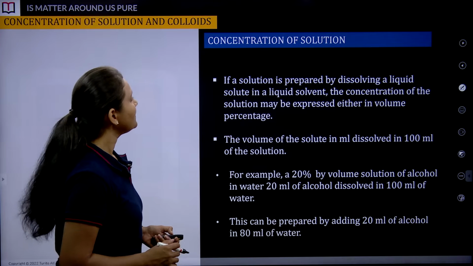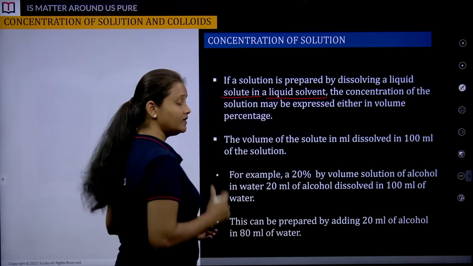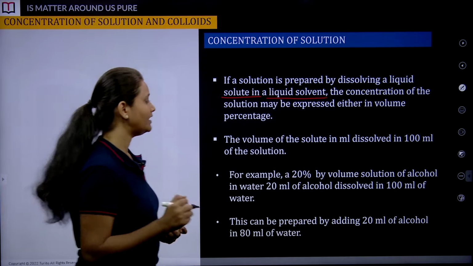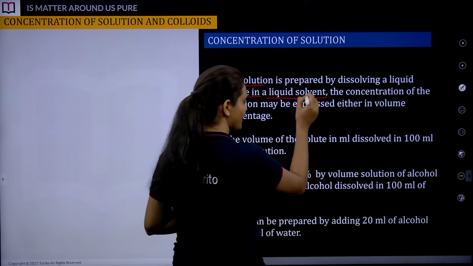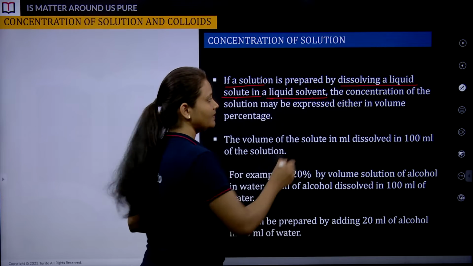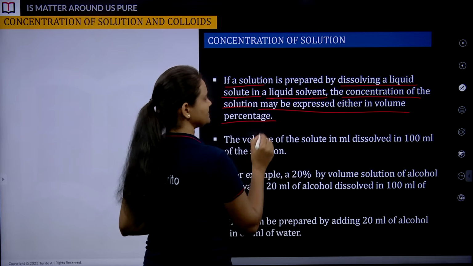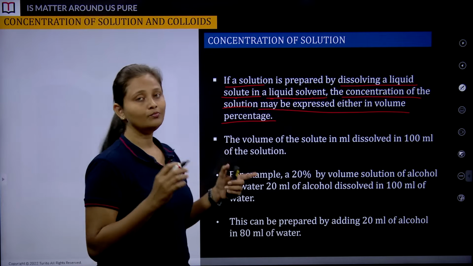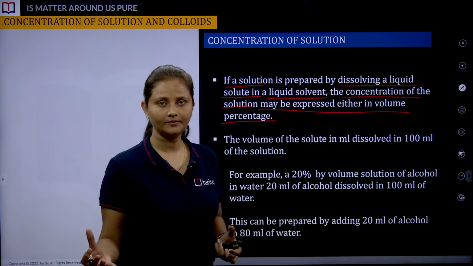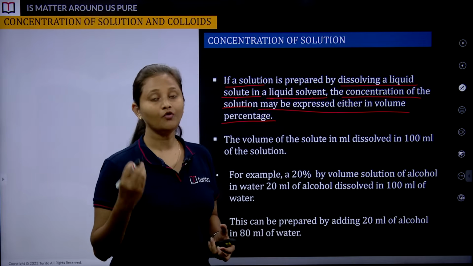That's it. Next we have, if a solution is prepared by dissolving a liquid solute in liquid solvent. Here we are moving towards the next type of combination of solute and solvent, where we are going to prepare a solution by dissolving a liquid solute in liquid solvent. The concentration of the solution may be expressed in volume percentage. So here we are going to volume by volume. Here we have liquid getting dissolved in solvent, such as liquid in liquid. So we can measure its concentration in volume percentage.